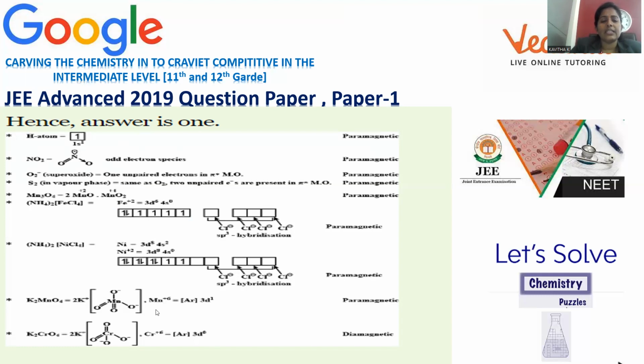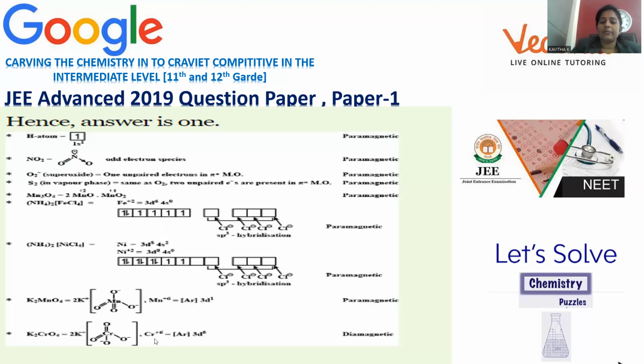K2MnO4, manganese existing in +6. +6 means manganese having 7 valency electrons, but manganese +6 means 1 odd electron remains in that 3d1. That 1 electron accounts for its paramagnetism. But one and only one compound, that is K2CrO4, where we have Cr +6.